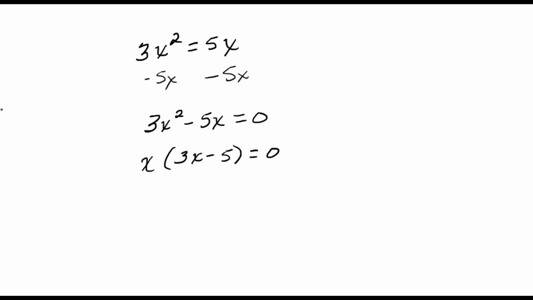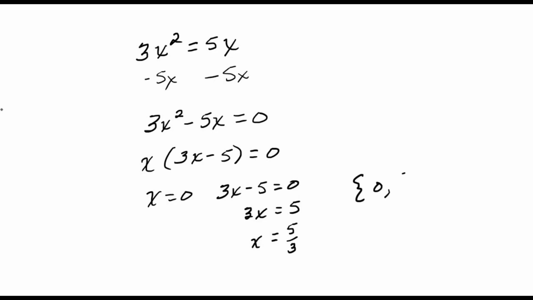Now I have two terms that are being multiplied to give me 0. The only way that I can multiply two numbers together and get 0 is if one of them equals 0. So either x equals 0 or 3x minus 5 is equal to 0. So solving this equation, I get x to be 5/3. So my solution set is 0 and 5/3.